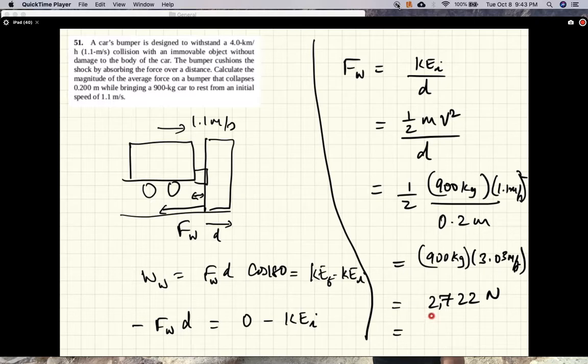So this is equal to 0.31 times the mass of the car, mg. So the force the wall exerts on the bumper is 31% the weight of the car. Okay, all right, that solves that problem.